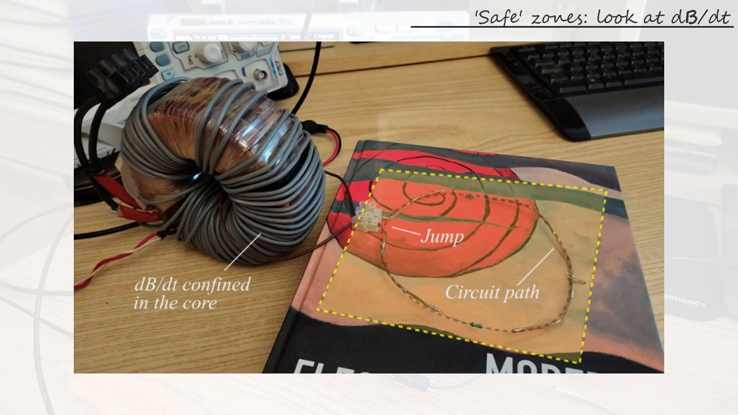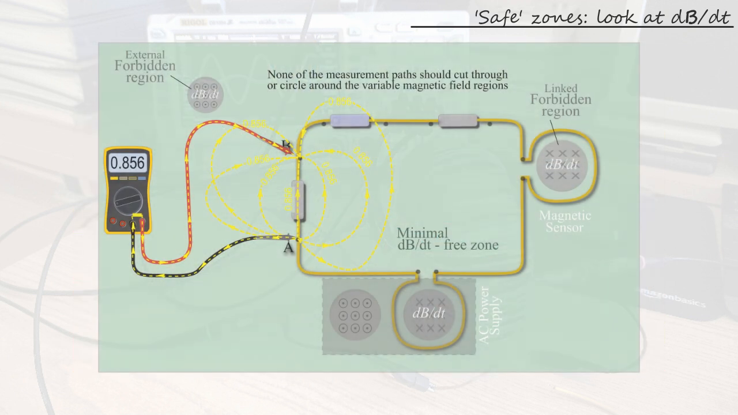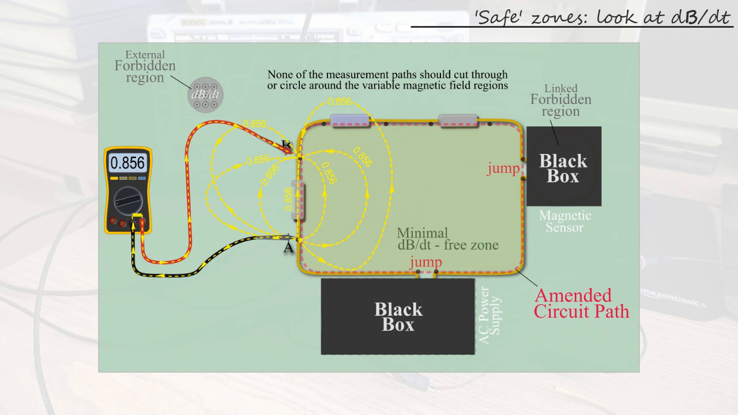The crucial part is that it must be possible to define a circuit path gamma that does not enclose any relevant variable magnetic field region. When the circuit has to link one or more regions with a changing magnetic field, the only way to do this is to exclude them from the circuit's interior by confining them inside magnetic components. Instead of following the conductor inside the magnetic components, the circuit path jumps in the space between terminals, leading to an imaginary closed line that strings together all components and does not link any forbidden dB/dt zone.